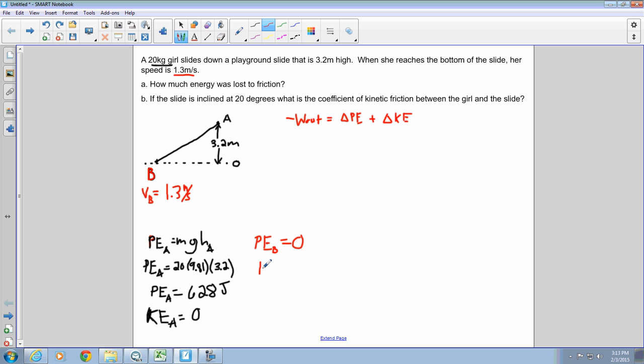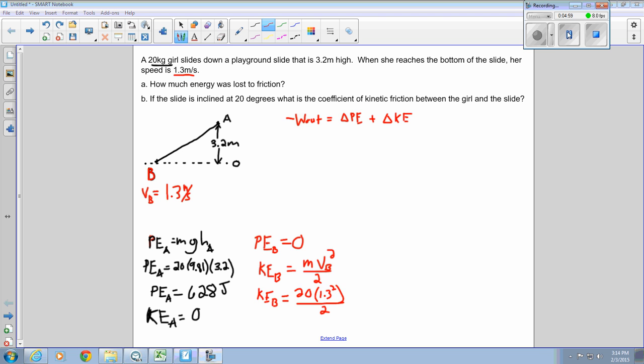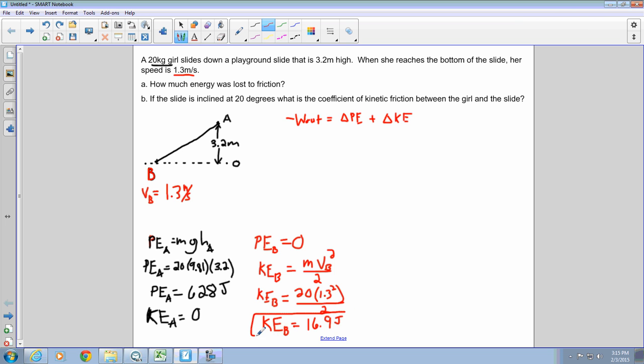Kinetic energy at B can be solved using our formula, mv squared over 2. That velocity is velocity at B. Plug in your numbers and solve. 1.3 for the velocity, 20 for the mass, solve. You get kinetic energy at B is 16.9 joules.